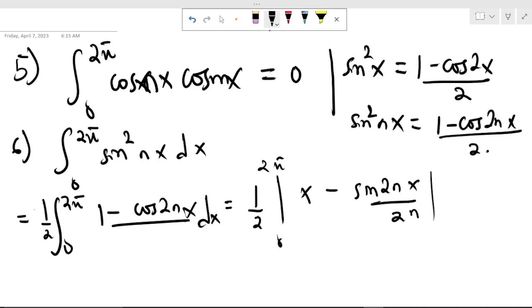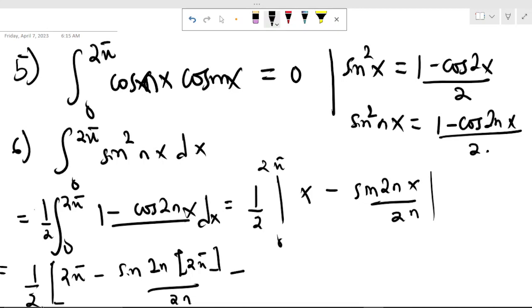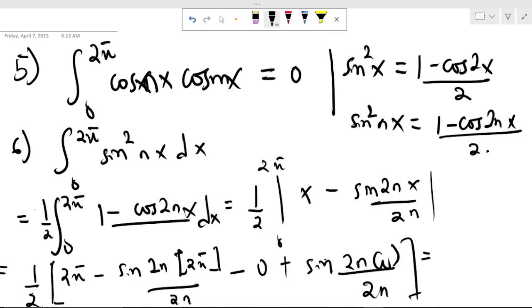So let's plug in the limits, 0 and 2 pi. This will give us 1 over 2 times 2 pi minus sine 2n times 2 pi all over 2n, minus, we have 0 as our x now, and we have plus because minus will open the bracket, plus sine 2n 0 over 2n. So calculating this, sine 0 is 0, sine 2n 2 pi is also 0. So we are left with 2 pi. So we have 1 over 2 times 2 pi, and our 2 cancels this. We have pi as our final answer. So integrating from 0 to 2 pi sine square nx gives us pi. So that's number 6. Let's take number 7.